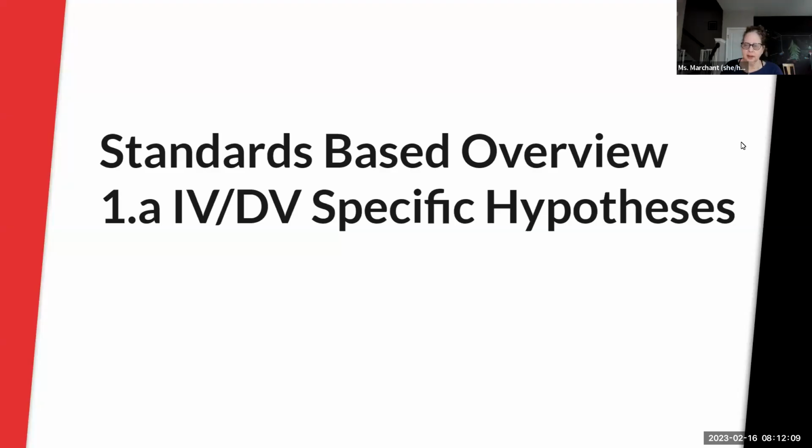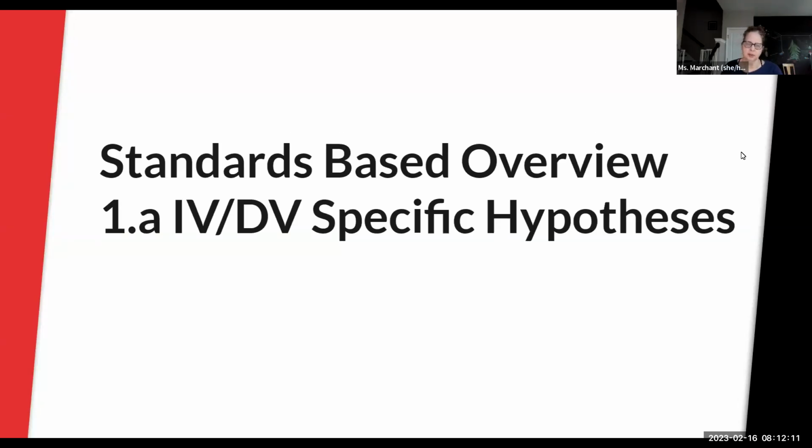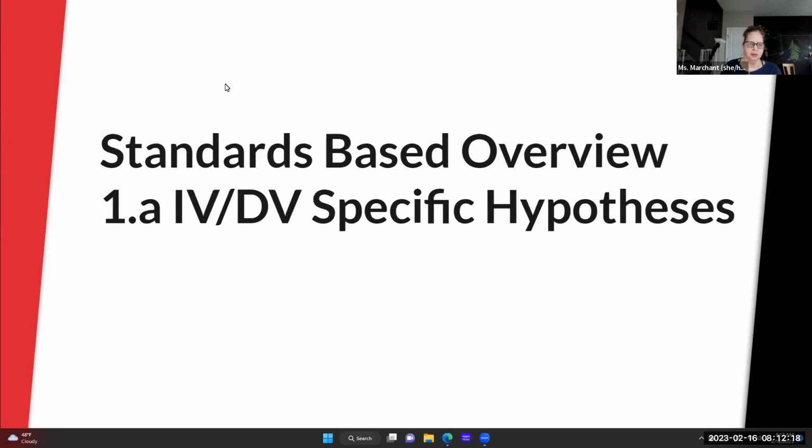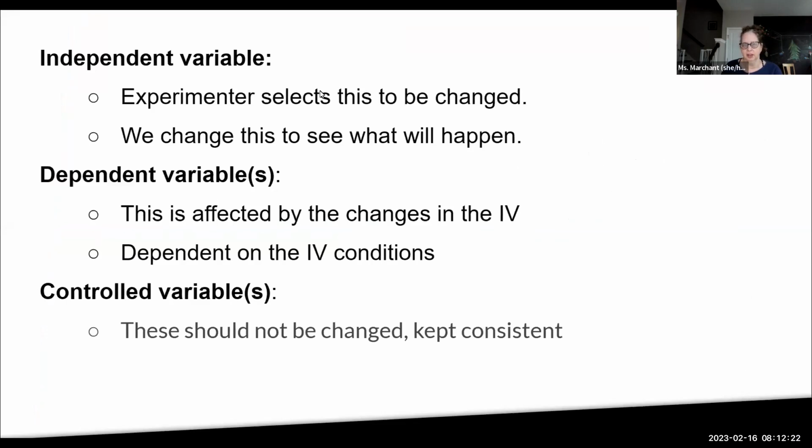Here we go with a little overview about independent variables, dependent variables, and how you can make specific hypotheses from that. So a review first, the independent variable, that's what the experimenter selects to be changed, because that is what we want to see. What happens if I modify this? What is going to go on? The dependent variable depends or reacts to the independent variable.